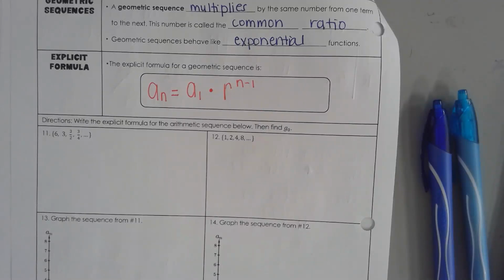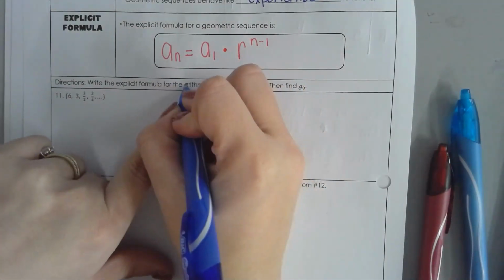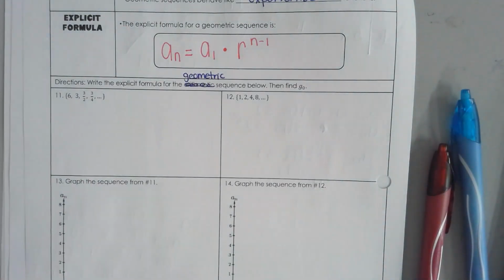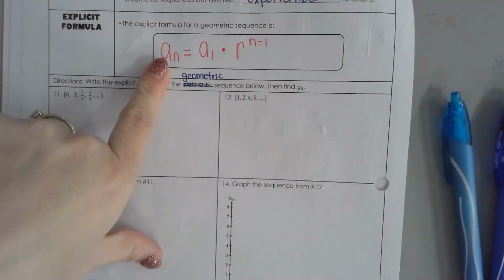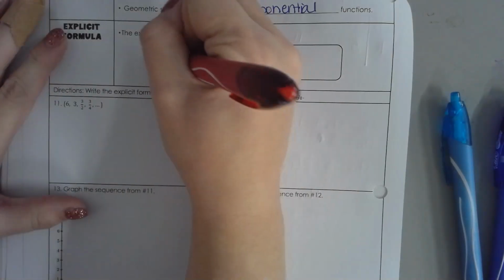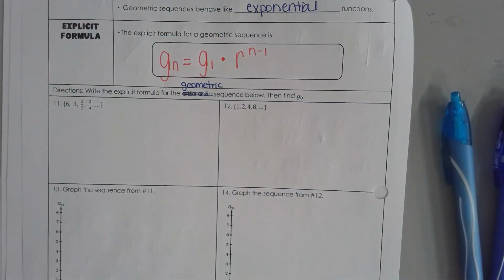So write the explicit formula for, I didn't change that in the directions, the geometric sequence, and then find G_0, the zero term. Now, here's the difference, and I actually need to fix that, I forgot. Every other place I've ever seen this, it's always A_n. In pre-calc, they use A for arithmetic, and they use G for geometric, which is kind of nice, but I'm not used to that, and I will probably put A a whole bunch of times. So, find G sub 0.